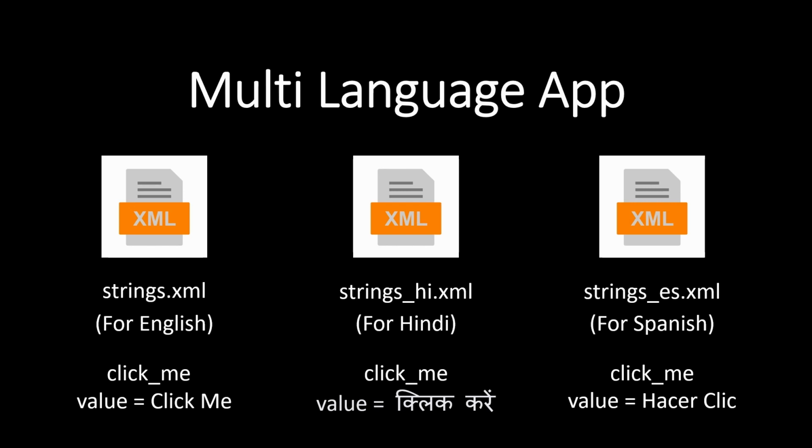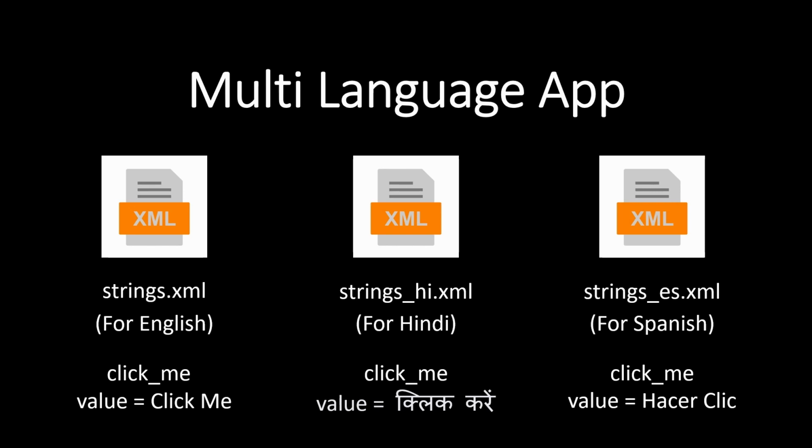And now when the app starts, we can ask the user which language they want to use. And based on their response, we can tell the app which resource file it needs to use. So let's say when the user selects English, we would tell the app to use this resource file. In this way, we would be able to maintain all the strings separately.